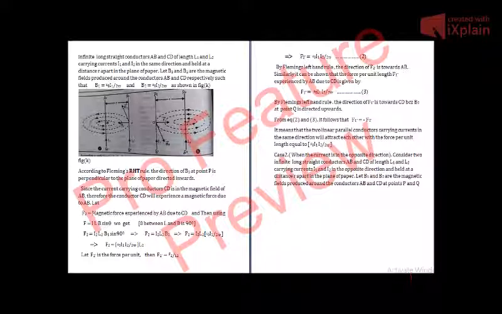Similarly, it can be shown that the force per unit length F1 dash experienced by AB due to CD is given by F1 dash is equal to mu naught I1 I2 upon 2 pi R.